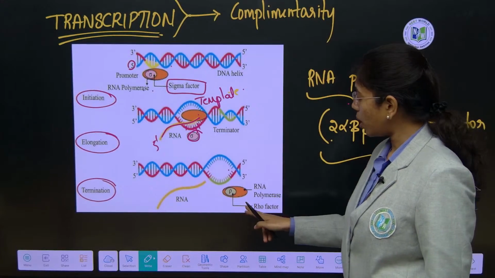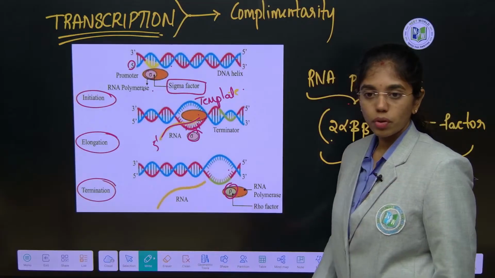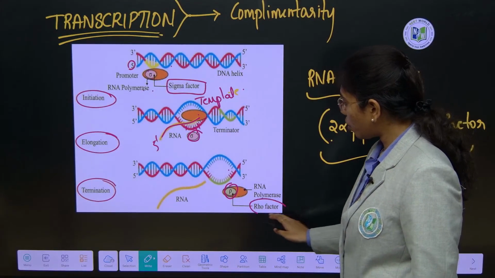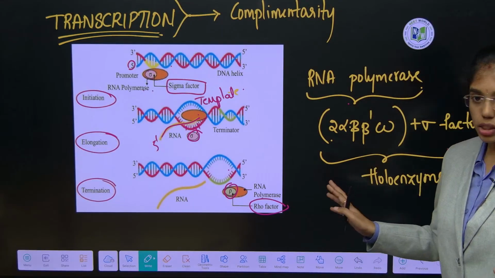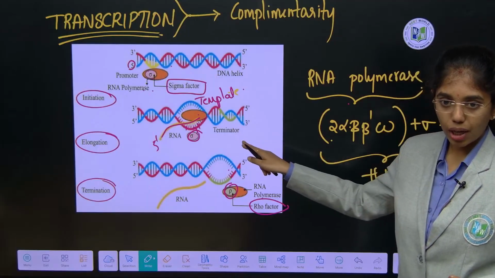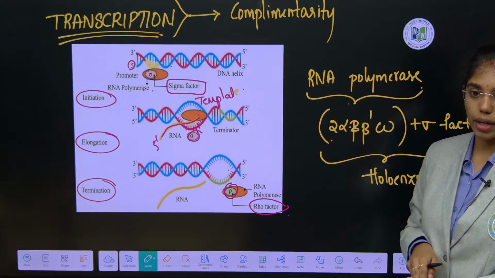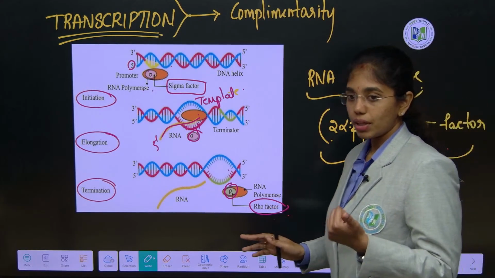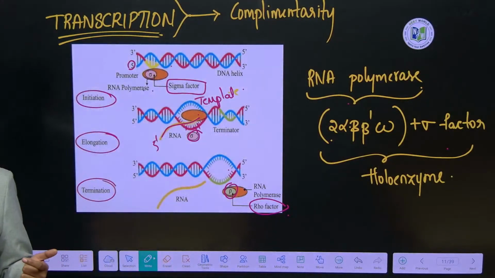This RNA polymerase is pulled down by rho factor. RNA polymerase is released out or pulled out by what factor? Rho factor. Clear till here? Everything is fine, right? Sigma factor, RNA polymerase, newly synthesized RNA strand, and termination is by rho factor. Rho factor will pull out the RNA polymerase. Clear with initiation, elongation, termination, everything about holoenzyme and transcription bubble as well.